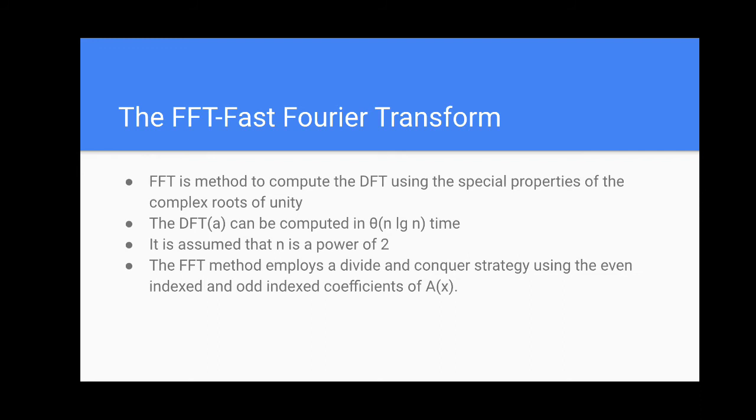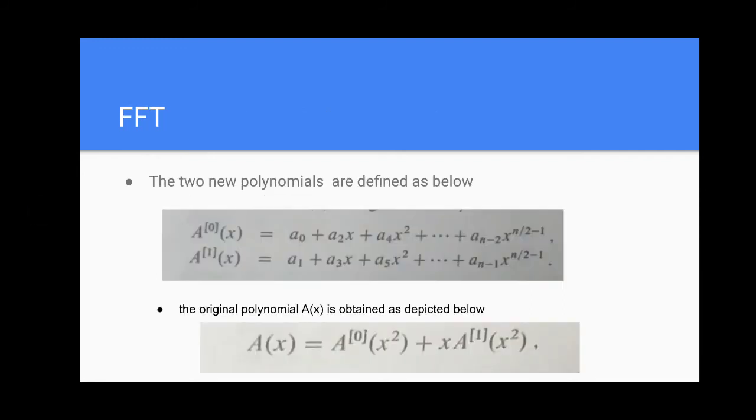It is assumed that n is a power of 2. Otherwise also we can extend the coefficient representation of the polynomial to be a power of 2 by making the coefficients of higher order powers be 0. The FFT method employs a divide and conquer strategy using the even indexed and odd indexed coefficients of A(x).